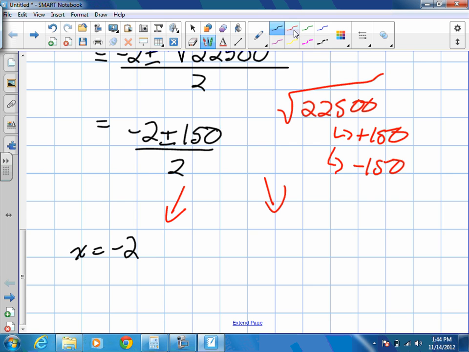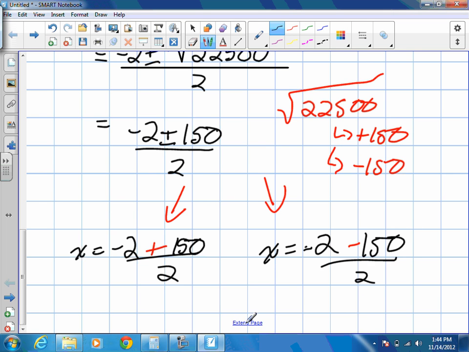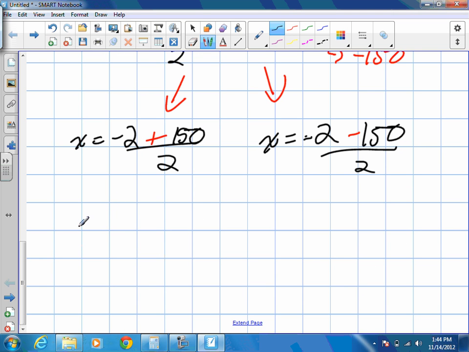So what we're going to end up with is x is equal to negative 2 plus 150, divided by 2, and x is equal to negative 2 minus 150, divided by 2. So here we go for our answers. Negative 2 plus 150 is 148, divided by 2 is 74. Great. x equals 74. And then negative 2 minus 150 is negative 152, which divided by 2 is negative 76. There we go. So our 2 answers are 74 or negative 76.